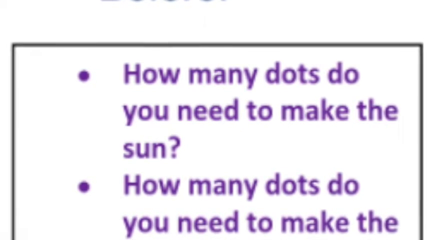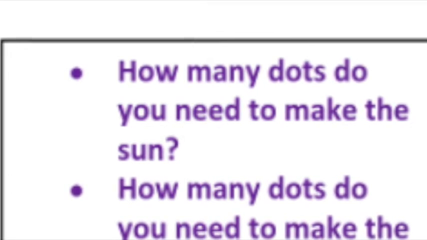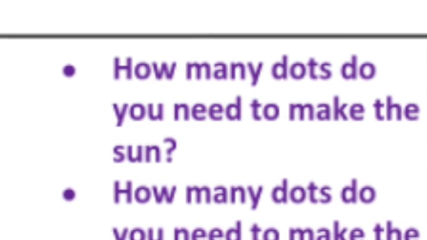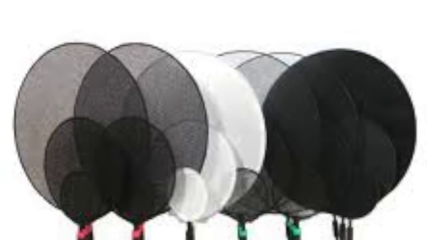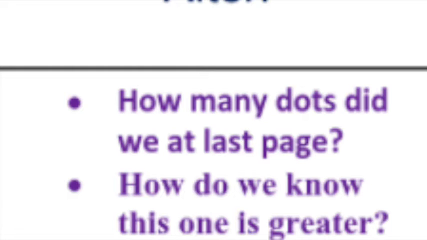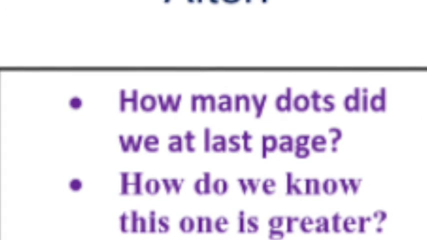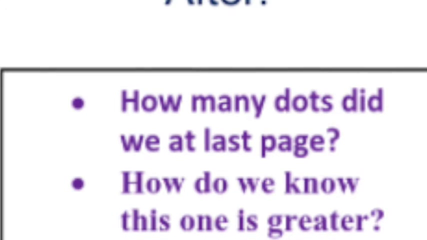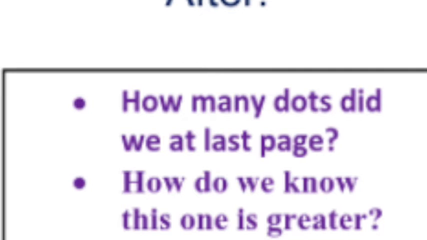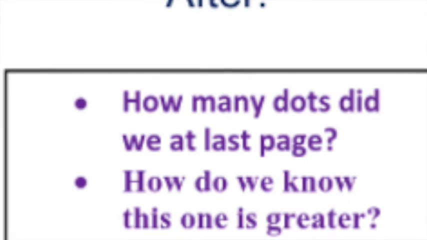So before reading the book, the teacher will assess the students' prior knowledge by asking some questions like how many dots do we need to make the sun? How many dots do you need to make the eyes on a fox? The teacher will start reading the book by showing the pictures to the students. During reading, the teacher will stop in the middle and assess the students formatively by asking some questions like how many dots the ship has, how many dots the shirt has.